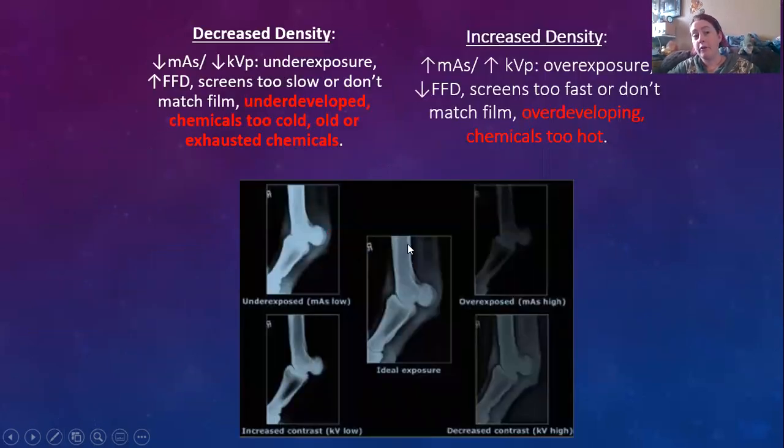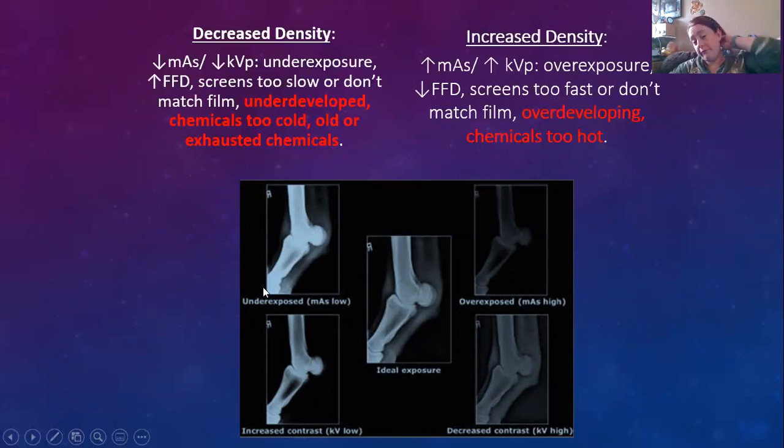You've seen this one before. This is if we have decreased density on the left, if we have increased density on the right. This can be caused by overexposure on the right-hand side, overdeveloping, chemicals are too hot, the screens are too fast or don't match. On the left, underexposure, where our films are too slow, don't match the films, underdeveloped, chemicals are too cold, or if we have old or exhausted chemicals.